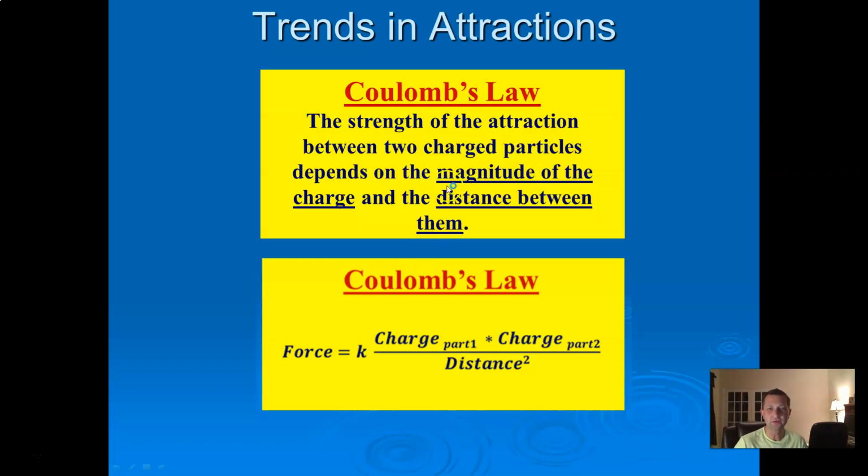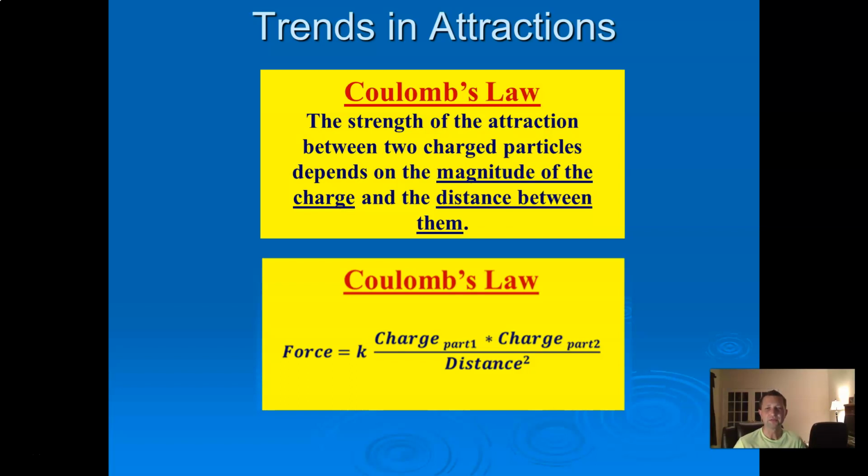Okay, so let's focus on what Coulomb's law is. Here's the official definition. There are really two components, two parts that we need to worry about in Coulomb's law. It tells us the strength of the attraction between two charged particles. Your charged particles are your nucleus, with your positive charge, and your valence electrons, which are negative. The strength of attraction between them depends on the magnitude of the charge, so how big that charge is. Is the nucleus a +3, a +4, +5, whatever. And the distance between them, the distance between the nucleus and the electrons you're talking about.